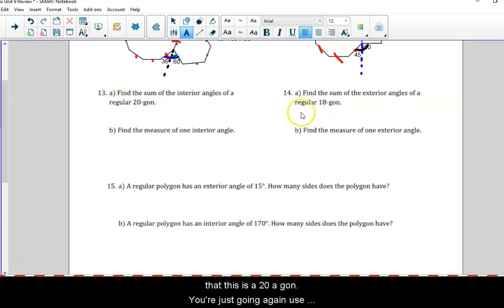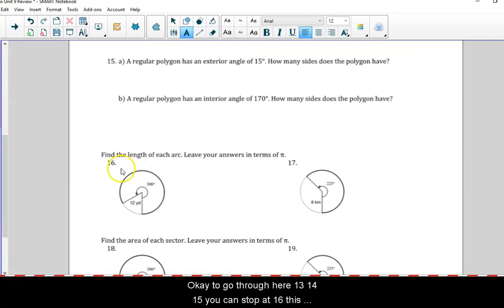This is a 20-gon. Again, you're just going to use your formulas. Use the big 4 formulas to figure out the interior angles, the sum of 20, the sum of the exterior angles of 18. Well, if it says sum of exterior, boom, 360. You don't even need to read the rest of the problem. Sum of exterior is always 360. So go through here, 13, 14, 15. You can stop at 16.